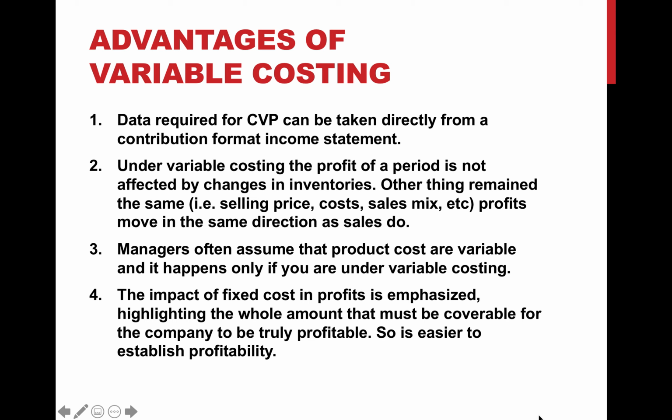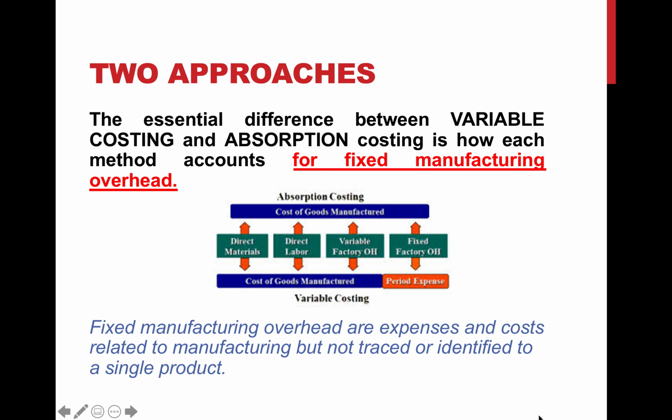I mean, remember our formulas of contribution margin as a total. If the contribution margin as a total is not big enough to cover all the fixed expenses, you are in a loss. And the other way around, if you have fewer fixed expenses than the total contribution margin, then you have a profit. So you may see at a glance if you are profitable or not. Okay, so those are the advantages of variable costing.